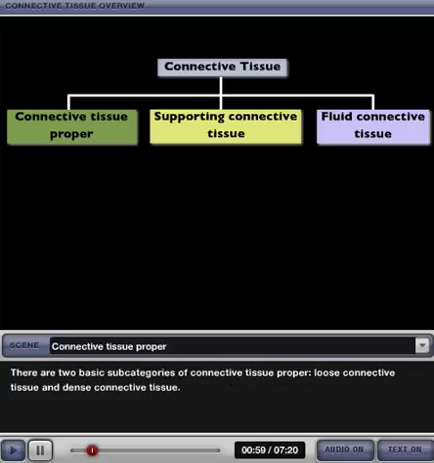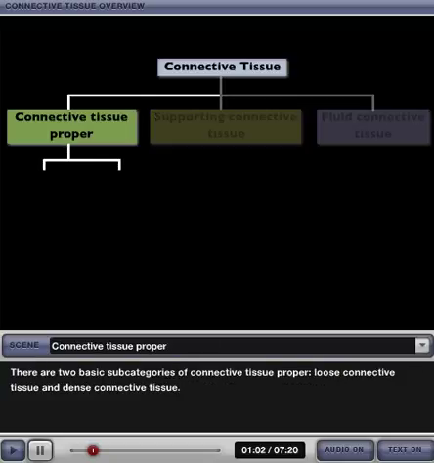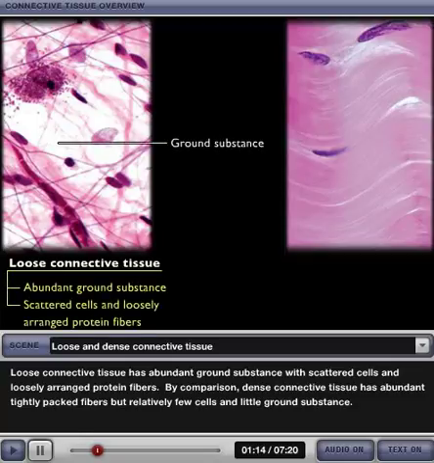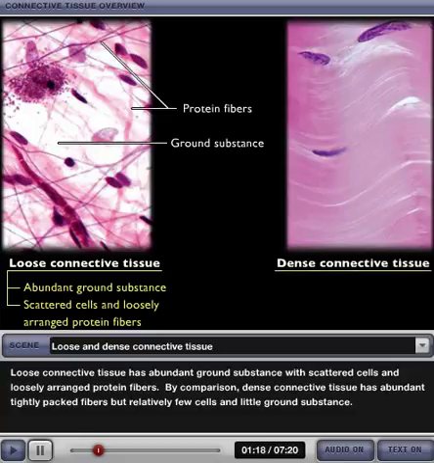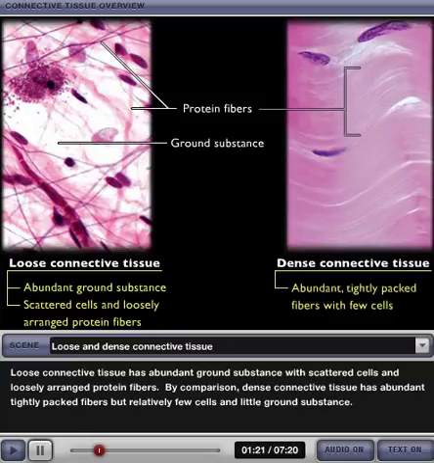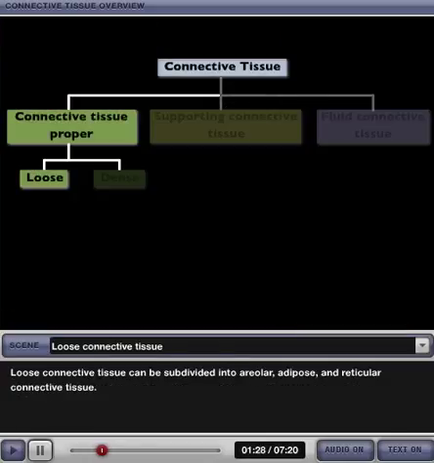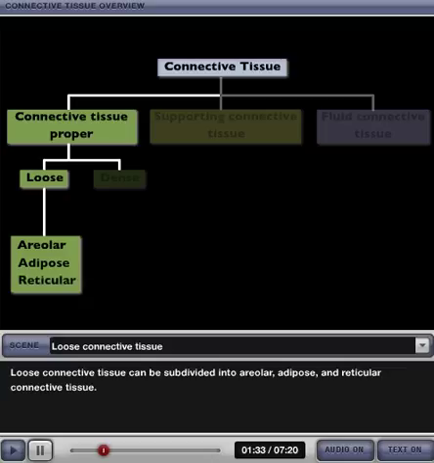There are two basic subcategories of connective tissue proper: loose connective tissue and dense connective tissue. Loose connective tissue has abundant ground substance with scattered cells and loosely arranged protein fibers. By comparison, dense connective tissue has abundant, tightly packed fibers but relatively few cells and little ground substance. Loose connective tissue can be subdivided into areolar, adipose, and reticular connective tissue.